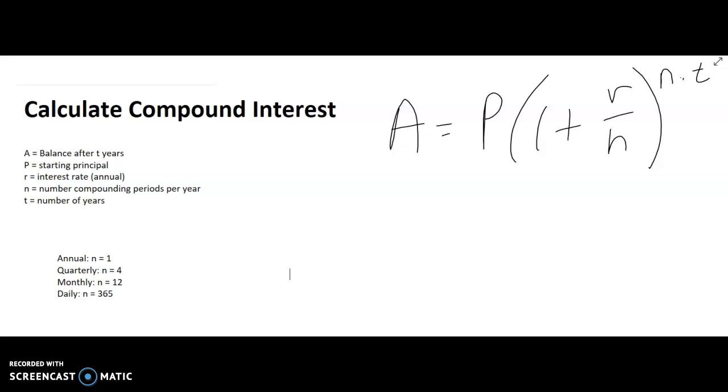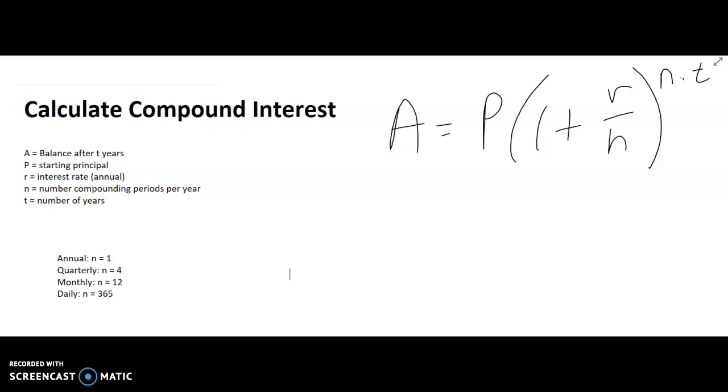The P is the starting principal, so the amount that you deposited at the beginning. The r is the interest rate. This is the annual rate, usually called the APR, the annual percentage rate, and we will change that to a decimal. n is the number of times we compound in a year. And as I mentioned, t is the number of years.